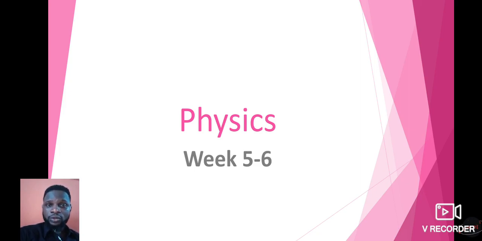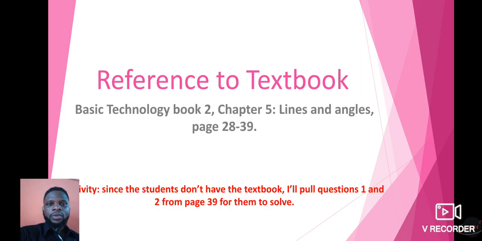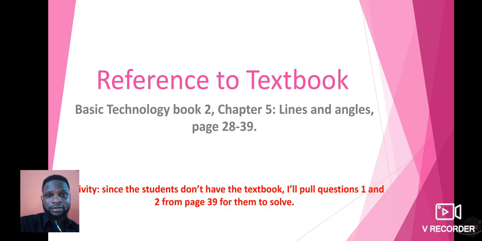And today, this is week 5 to 6. Our topic for this week is lines and angles. We can get this topic from the textbook, Basic Technology, Book 2, from page 28 to 39. So that is where we can find this in our textbook.